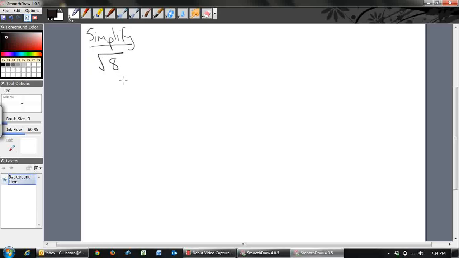Simplifying. Okay, let's start with root 8. What we're looking to do is look at the number 8 here and simplify it so that it's in its simplest surd form, and I'll show you what I mean by that. Before I start, over here I'm just going to write down all the perfect squares.